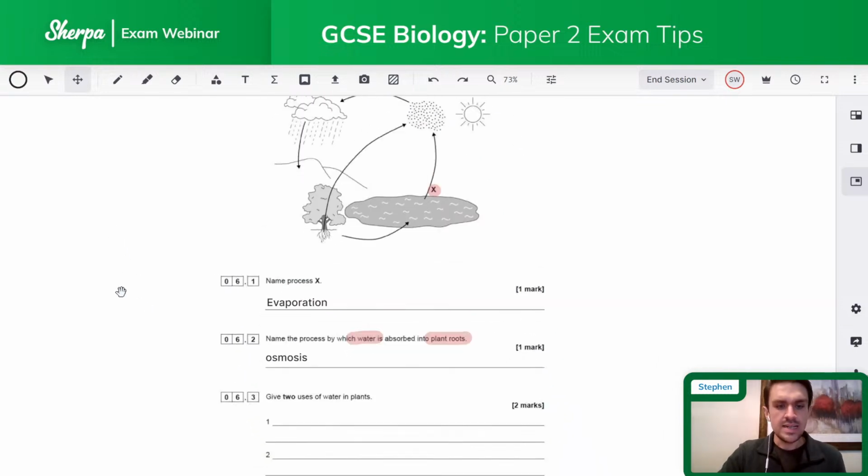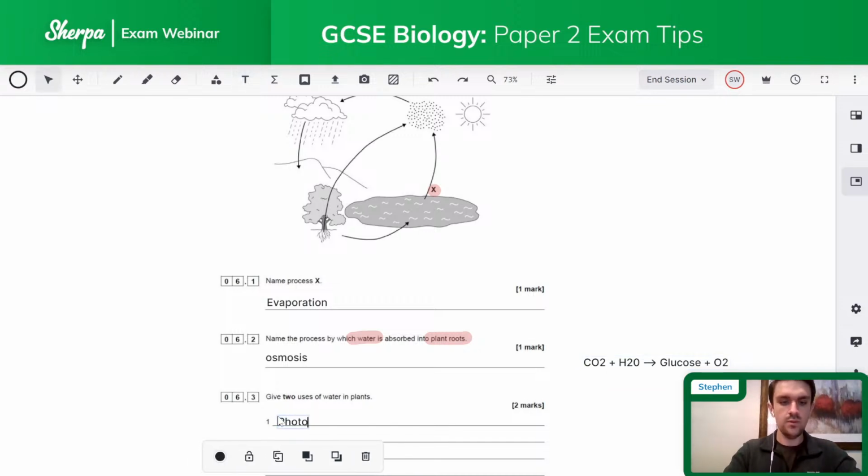That's all good. And here 6.3 gives 2 uses of water in plants. So here again, just recall. Remember, the most obvious one is photosynthesis. So you can write down things you remember. So photosynthesis is carbon dioxide plus water, to remember this one, glucose and oxygen. And so we can see here water is used in photosynthesis. So that can be one of our answers here, photosynthesis.